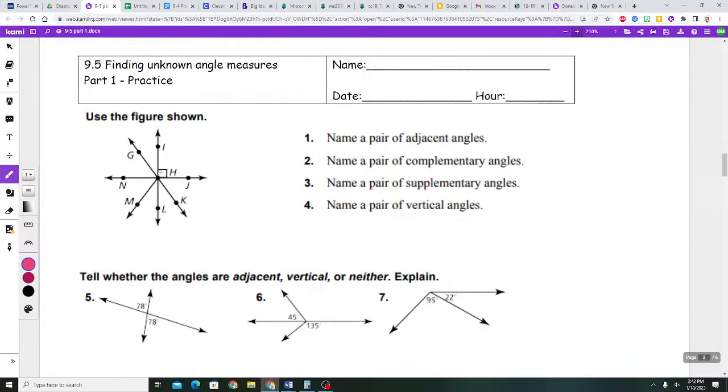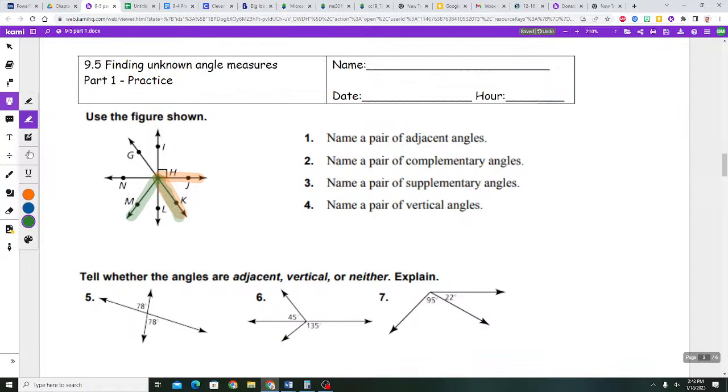In order to name a pair of adjacent angles, we're going to need to pick a ray. And since you're not here to pick a ray with me, I'm going to choose my own ray of my own choosing. I'm going to choose HK. That's going to be the ray that I'm going to look at. And now I want some adjacent angles to HK, in other words, two angles that share this ray. So one of those angles will be over here. And another of those angles, I'll use this one over here.